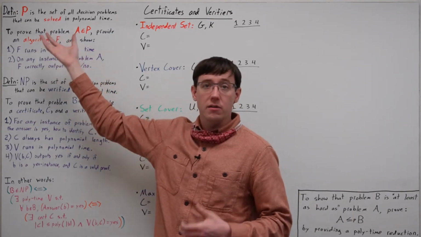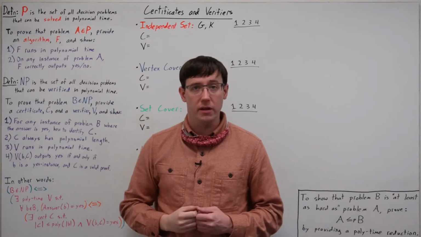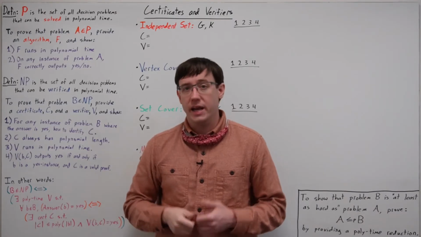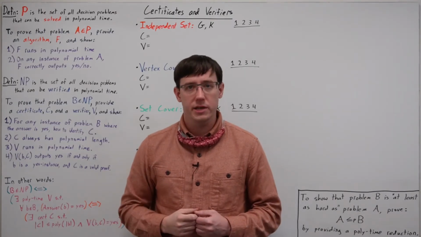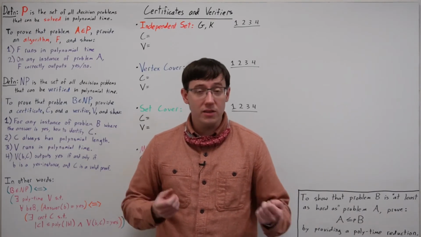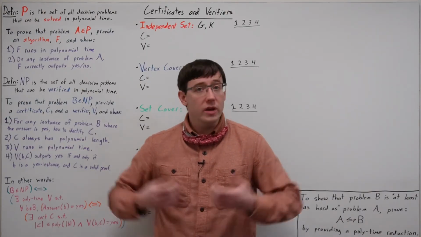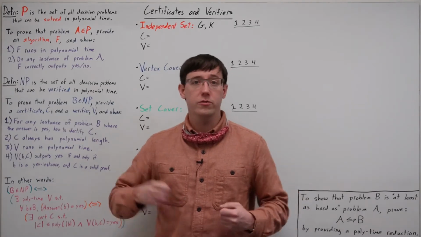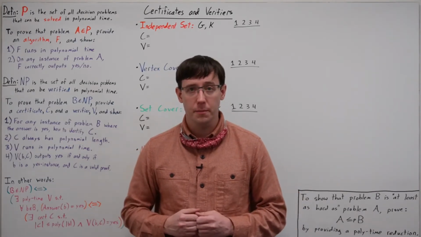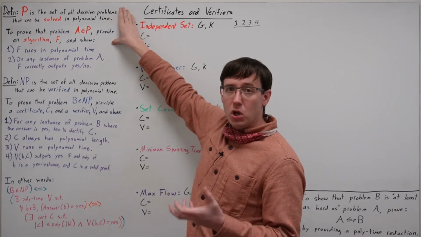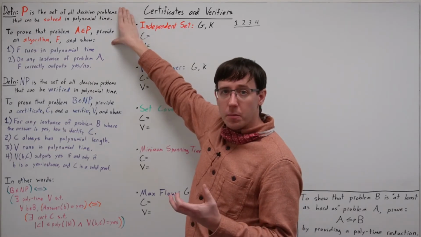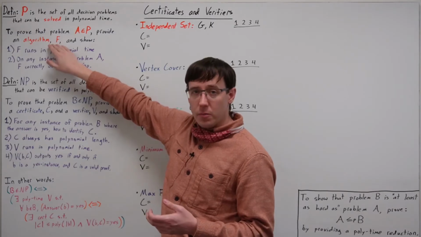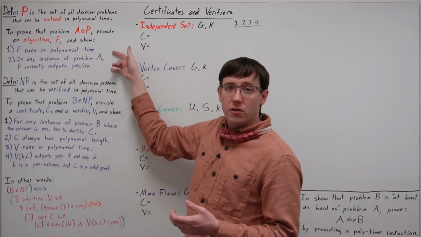P is the set of all problems that can be solved in polynomial time, and NP is the set of all problems that can be verified in polynomial time. To distinguish between these classes of problems, we need to establish precise definitions for what we mean to solve or to verify a given problem. When we say that a decision problem belongs to the class P, we are saying that there is some polynomial time algorithm that correctly solves that problem.